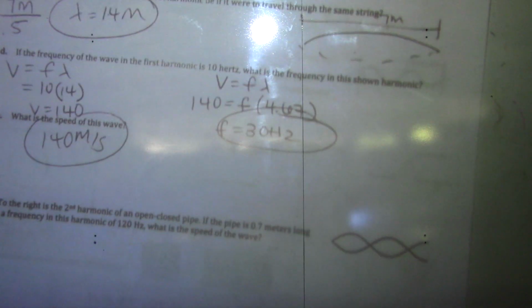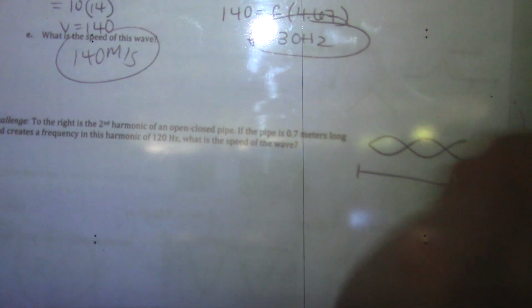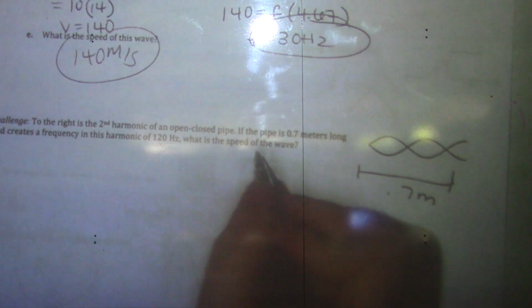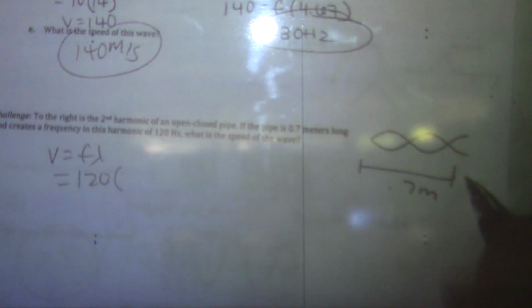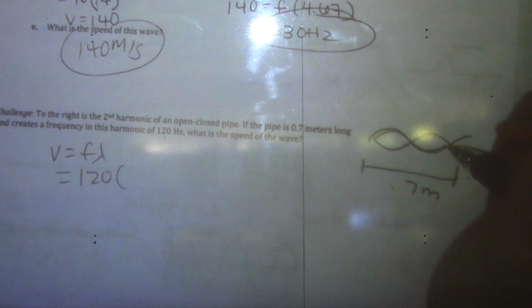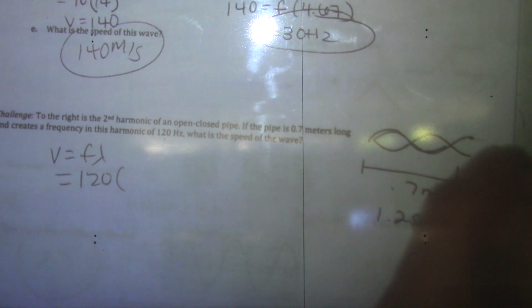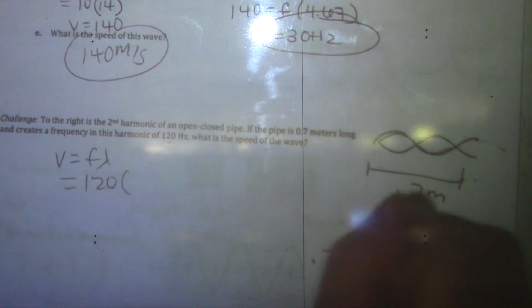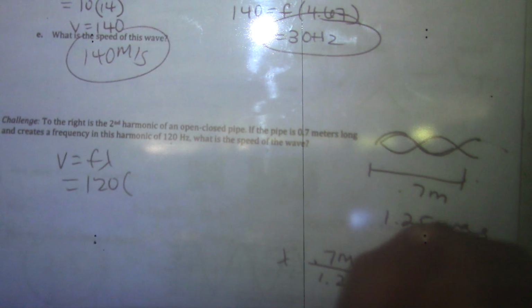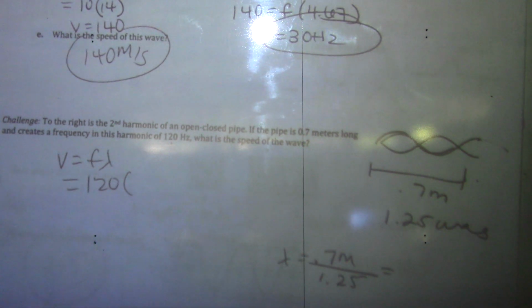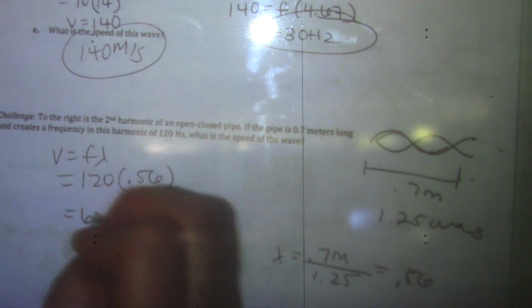And lastly, the challenge. The pipe is 0.7 meters. I have frequency, what's the speed? V equals F wavelength. Frequency is 120. I need to find the wavelength. So this is 1, and then this is only half of a half, right? Because a loop is half a wave. This is half of a half, which is a quarter. So this is like 1.25 waves. I'm going to take the 0.7 meters and divide by 1.25. That's going to give me a wavelength of 0.56. And then we can plug in, get a speed of 67.2.